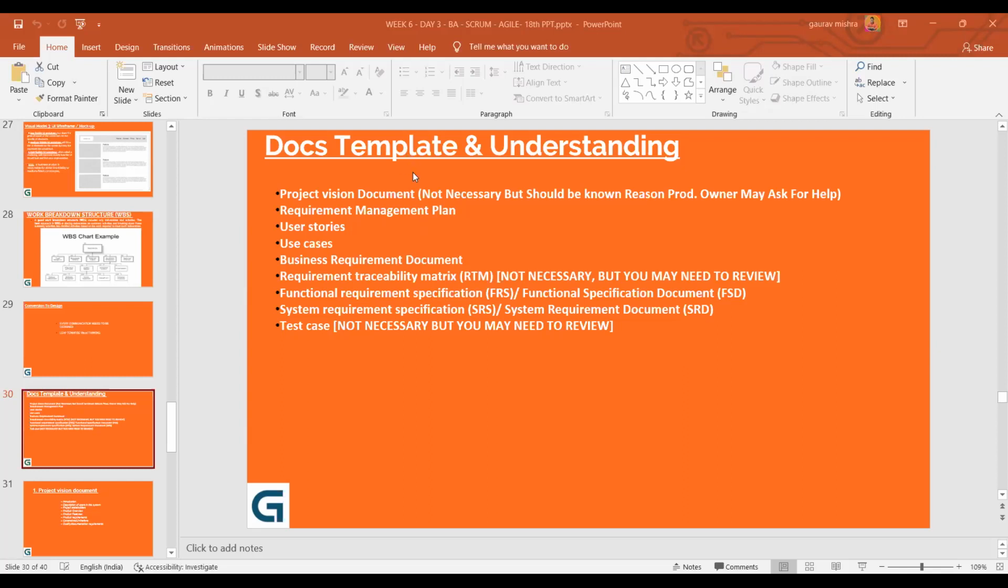We'll talk about it more, about what comes inside it. Then comes the requirement management plan. This is another document, like user story, use case, business requirement document, requirement traceability matrix. It is not created by a business analyst generally, but you should be aware of what it is and how you will be able to contribute to it. So it can generally come to you for review.